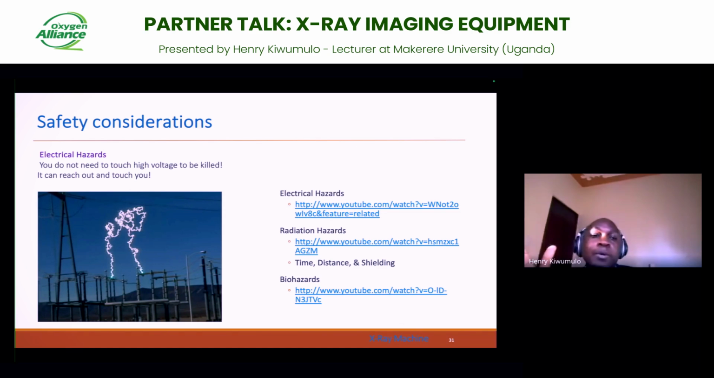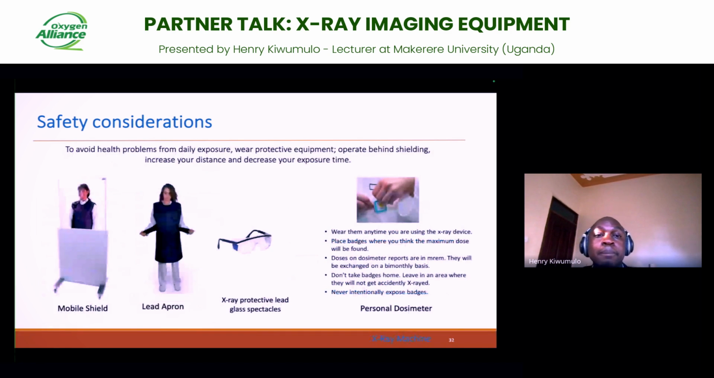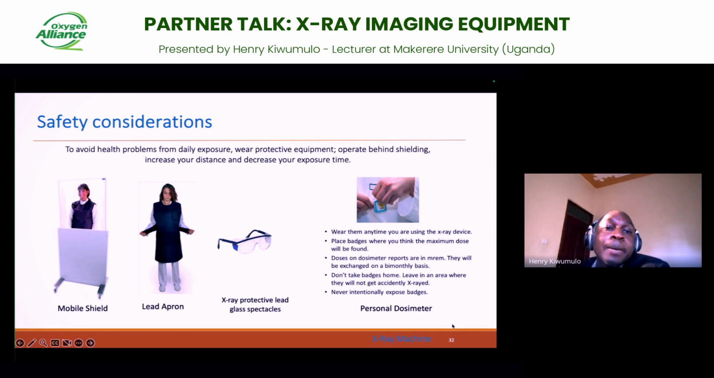One has to be very precautious while handling X-ray machines. So you don't need to touch high voltage, because it can cause a fatal death. So one has always to be safety cautious while handling these machines. But of course, the health workers have ways that they can use to protect themselves from these dangerous X-rays, like the mobile shield before exposing.